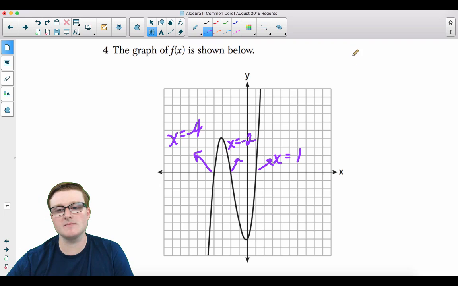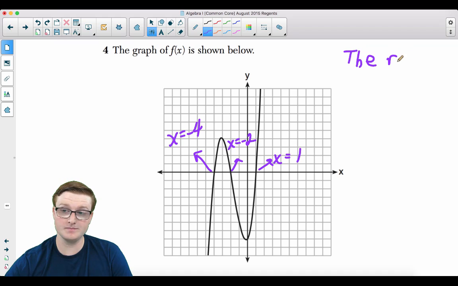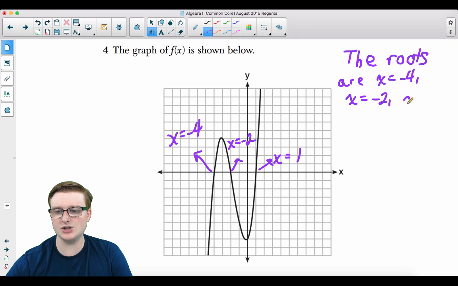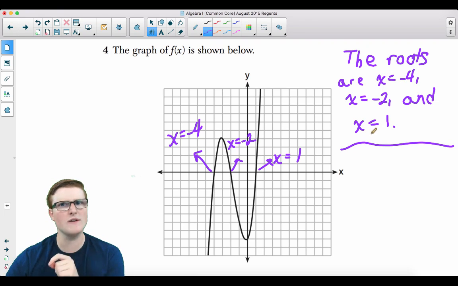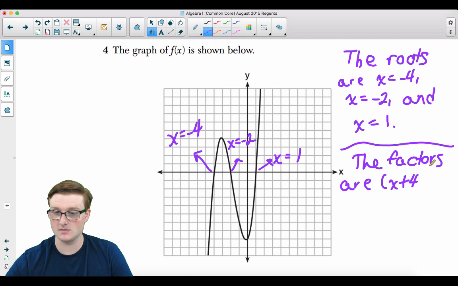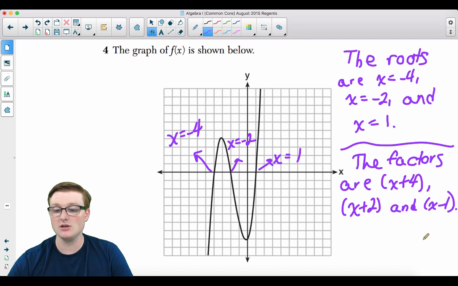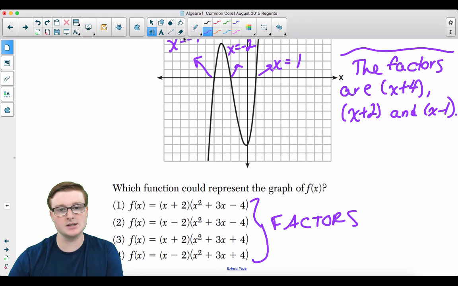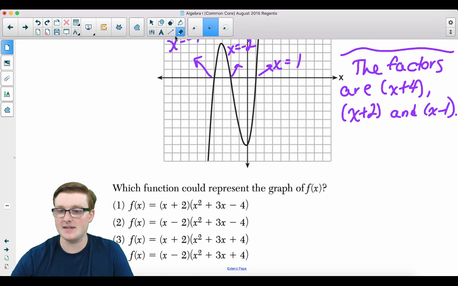So what you need to start figuring out here is, what are these things? These are called roots. So the roots are x equals -4, x equals -2, and x is equal to 1. So if the roots are those, what are the factors? Well, the factors are its opposite values. The factors are x plus 4, x plus 2, and x minus 1. Those are the factors. So if we go to our answer choices, let's figure out which one shows x plus 4, x plus 2, and x minus 1.